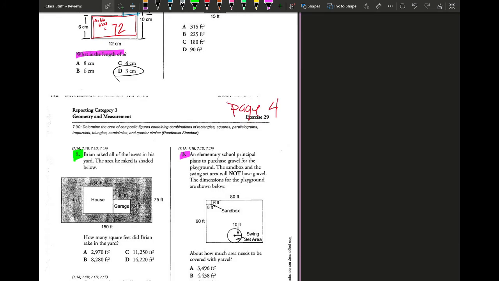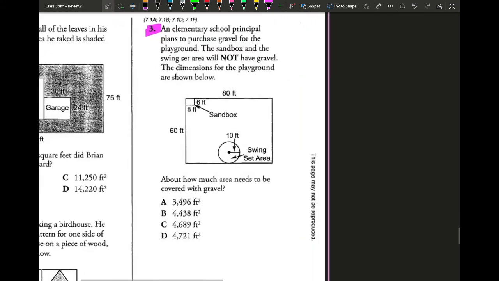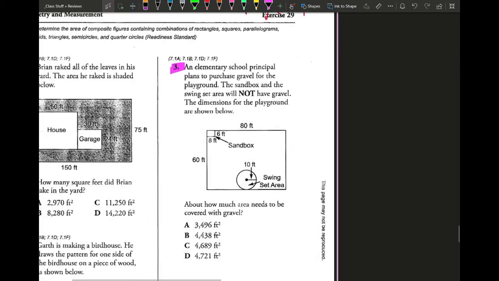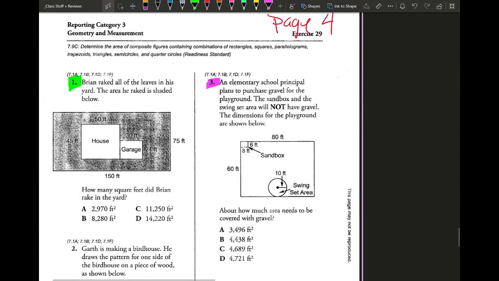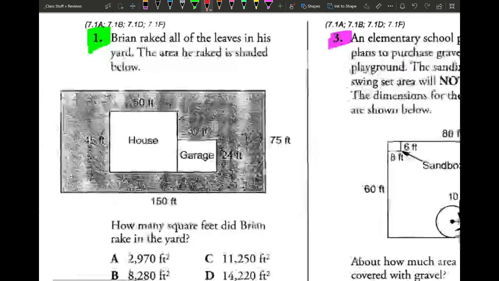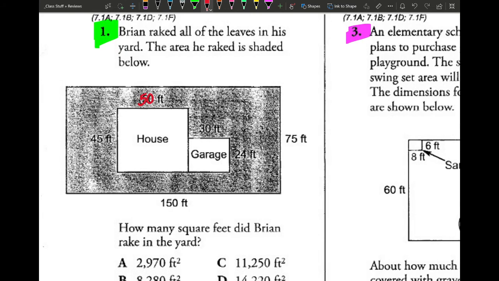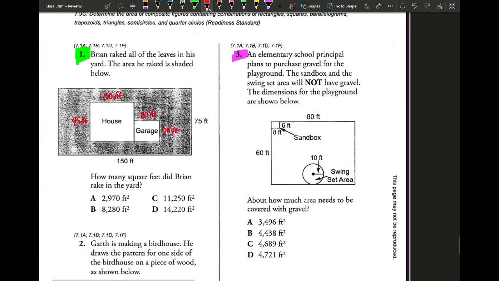Let's look at number 3, page 4. This is the last one we are doing today. And this is going to be very similar to the one next door, number 1, that you have to do. Number 1, you're going to have to find the area of the shaded region. Let me make this more colorful so that you can read this. This is 50 feet, 45 feet. This is 30 feet. And this is 24 feet. So you're looking for the outside, the gray area.